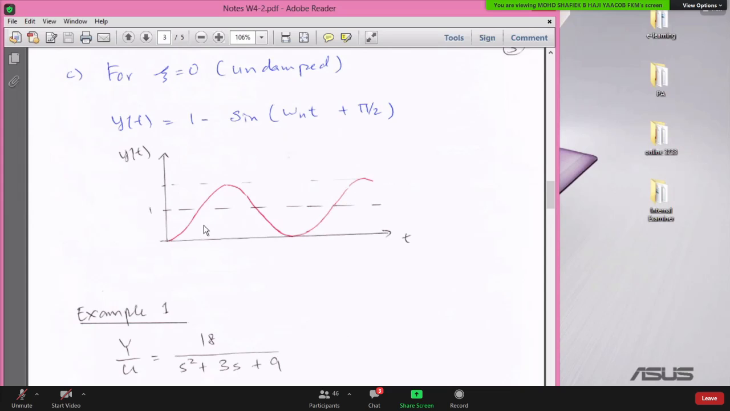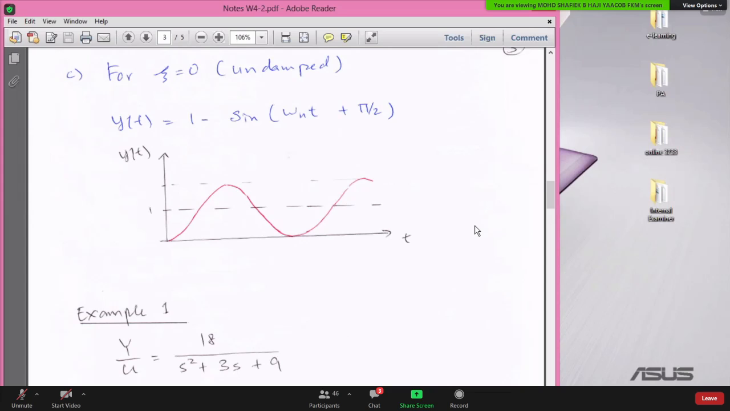oscillatory. Imagine if you have zero damping and you hang a mass on a spring, it's going to keep on oscillating. It's not going to stop because the energy is not going to dissipate. So for the undamped case, where zeta is equal to 0, the response is just going to be oscillatory. So you have 3 cases of time response of a second order system.